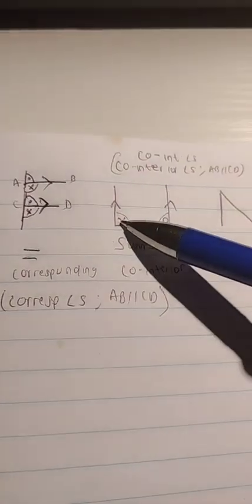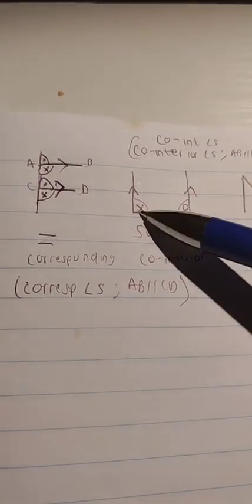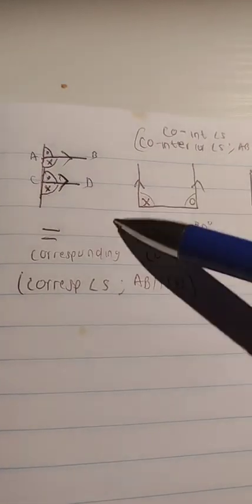The F shape is for corresponding angles, on top on the same side of the transversal line, or bottom on the same side of the transversal line. So top angle is equal to top angle, bottom angle is equal to bottom angle. That's corresponding, the F shape. Co-interior, together inside the parallel lines, these two angles add up to 180.